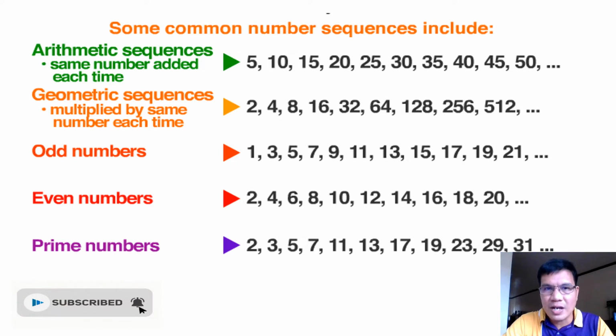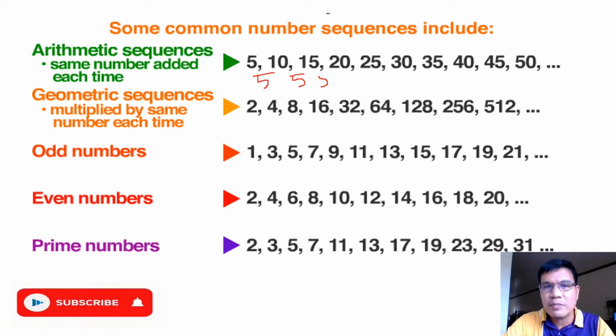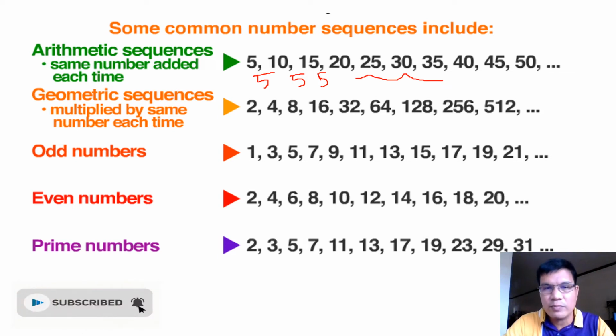Here are some examples of number sequences. First one is arithmetic sequence wherein the same number is added each time. So we add simply 5. 5 plus 5 is 10. 10 plus 5 is 15. 15 plus 5 is 20. And 20 plus 5 is 25. And so on. We just continue to add 5 to the previous number.